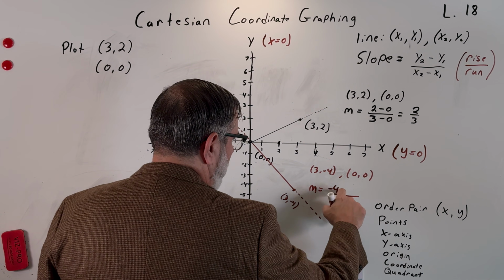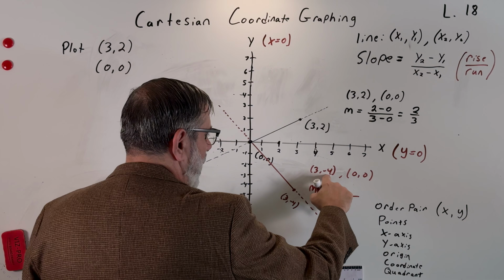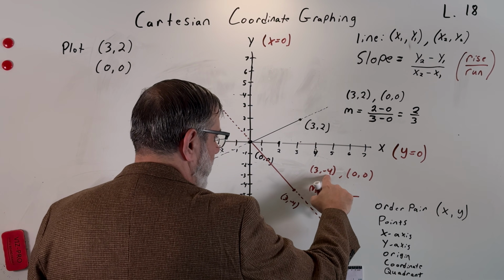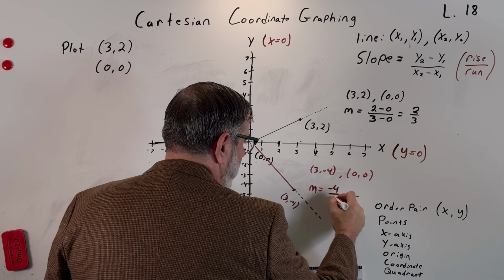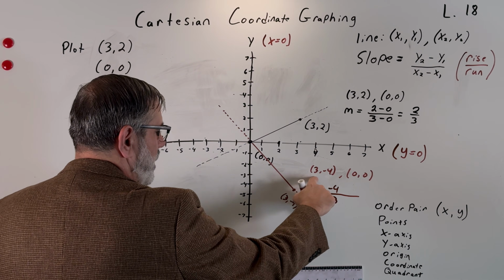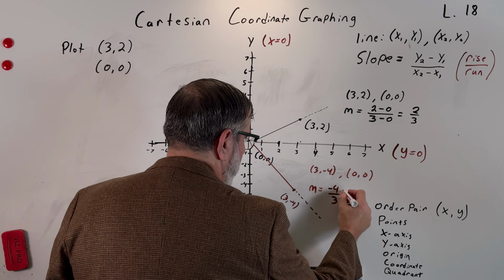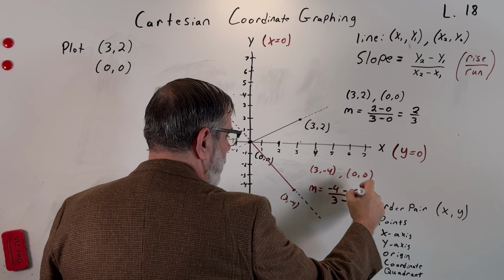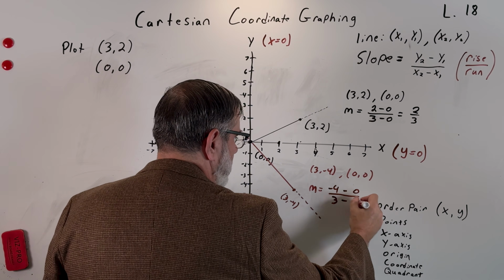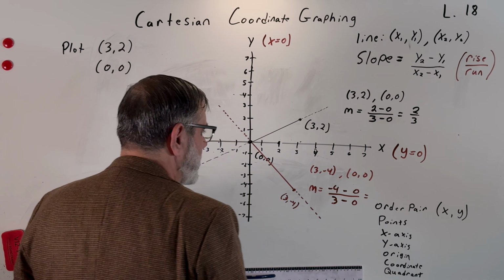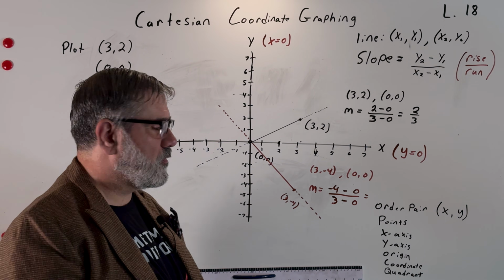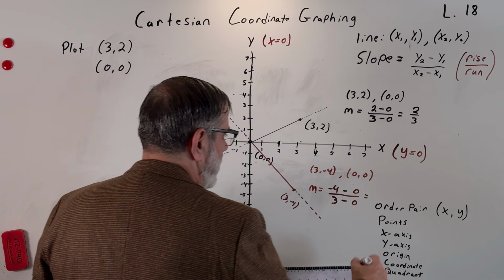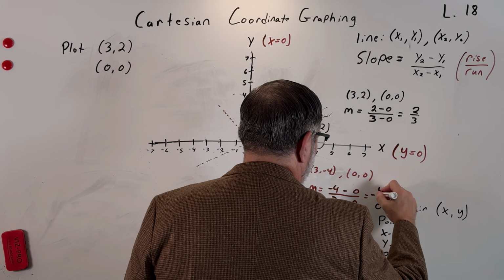Write your division bar, write the minus 4 from the y-coordinate of the first ordered pair, and then directly beneath it write the x value from that same ordered pair, you see? Then put in your subtraction signs, and then put in the y value from the other one, 0, and the x value from that one, 0. And so what do we get? We get minus 4 minus 0 is still minus 4, and then 3 minus 0 is 3, and so we get minus 4 over 3.